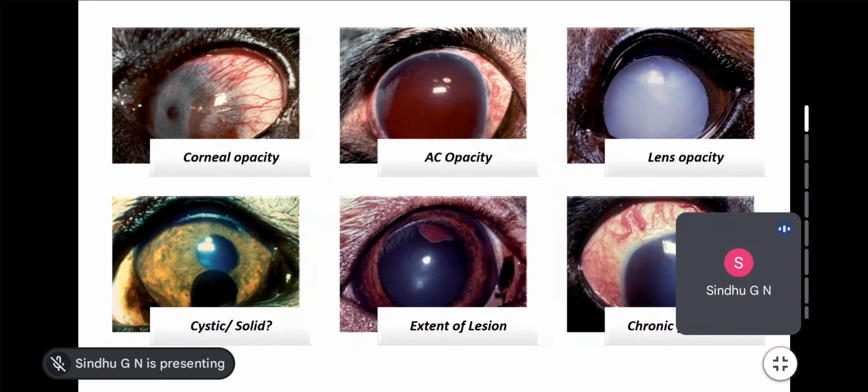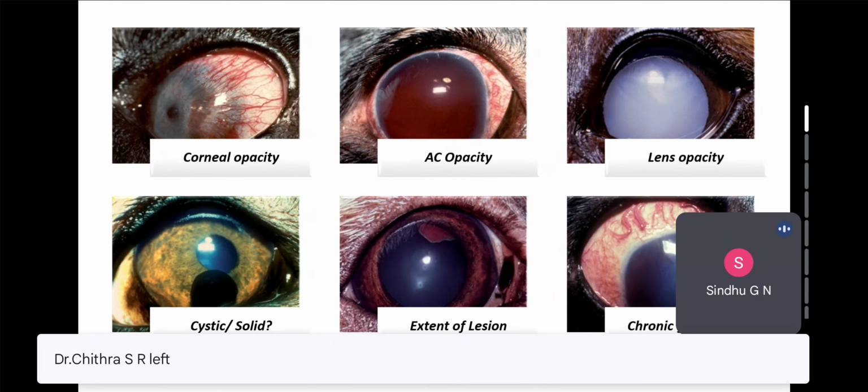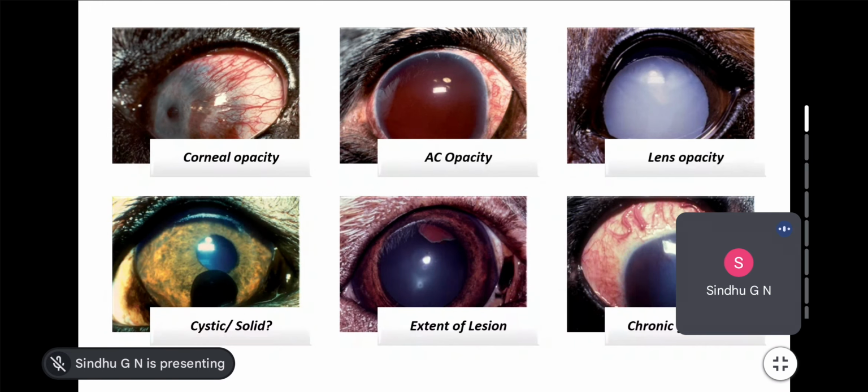Then here there is a structure in the anterior chamber. We are not sure whether it is a cyst or a solid mass. So in such a case, we can rely on ultrasonography to differentiate what it is. And here there is a small growth visible, but we are not sure whether it is limited to that area or extended inside. So to identify that, we can depend on ultrasonography. Then chronic glaucoma. In chronic glaucoma, there will be opacity, and we can find out if there is any underlying pathology by ultrasonography.